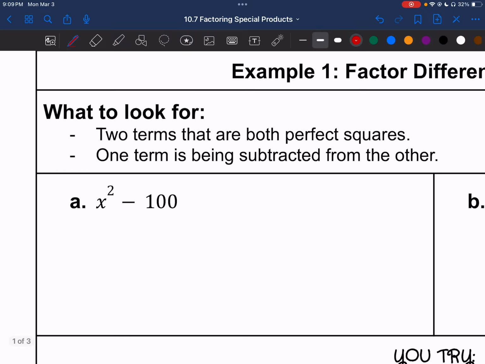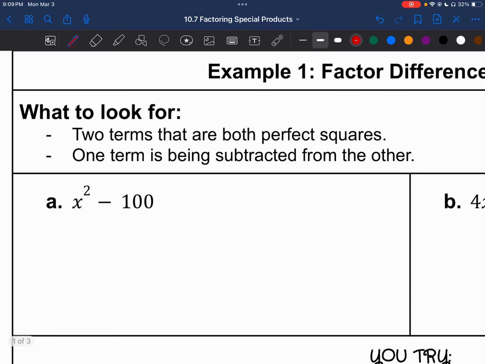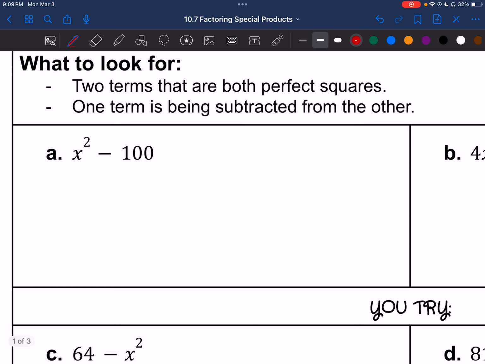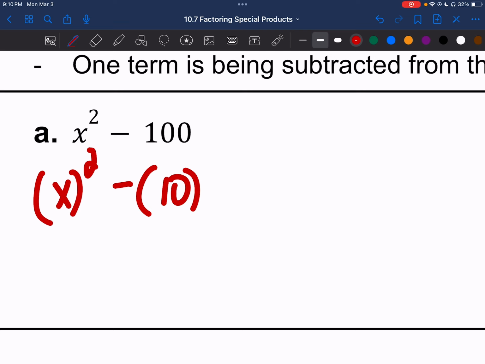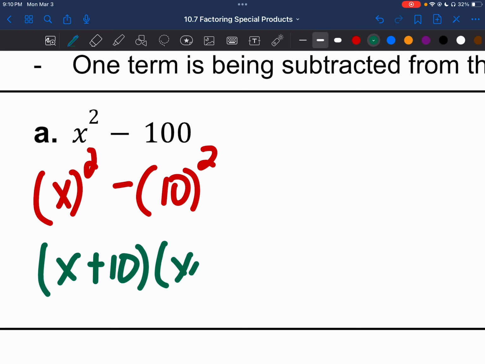All right, so let's look at example 1, factor the difference of squares. What to look for? We're looking for two terms that are both perfect squares, and one term is subtracted from the other. So when we look at x squared minus 100, those are both perfect squares. We have an x that's being squared, and 100 is just 10 squared. So when we rewrite this, we have x plus 10, x minus 10.